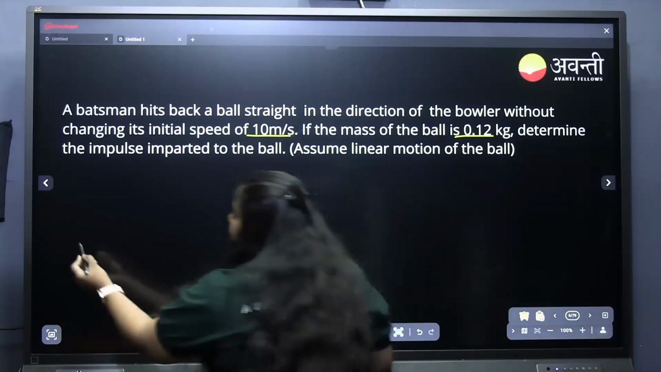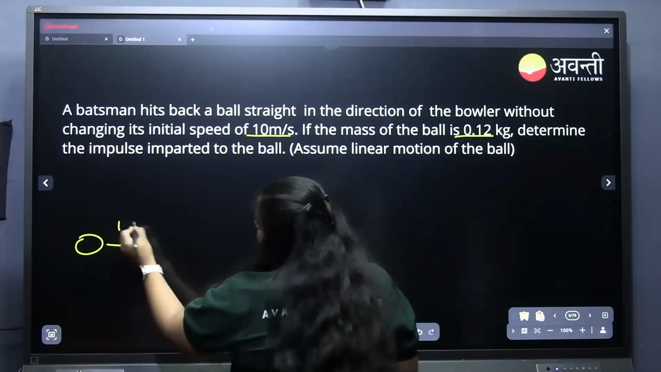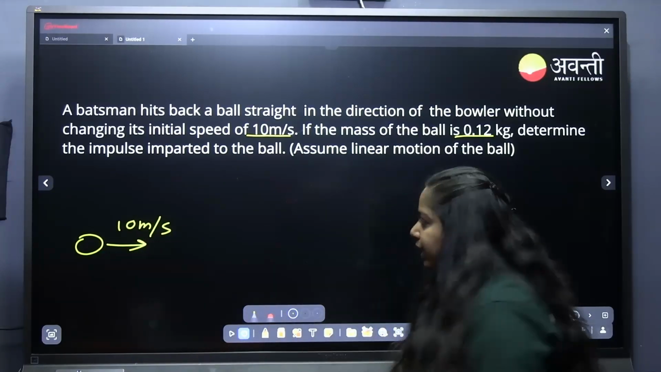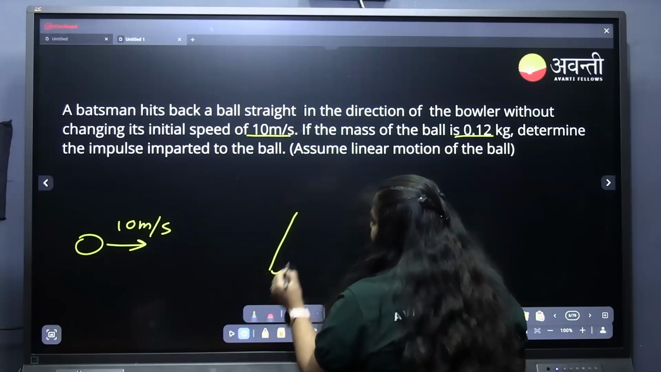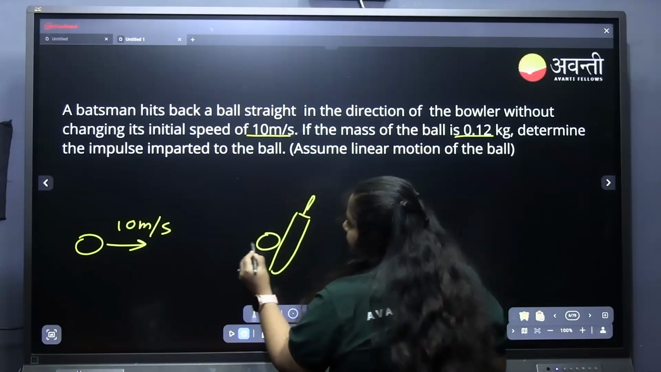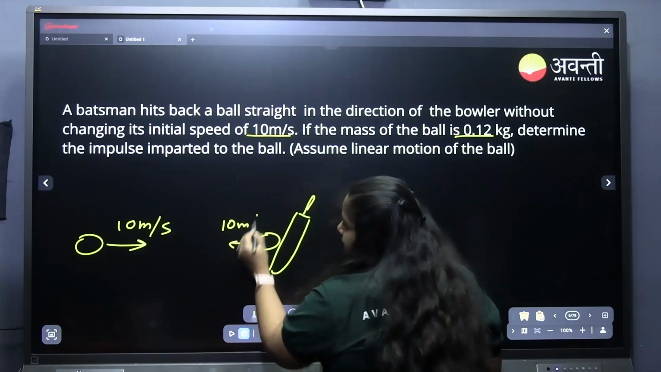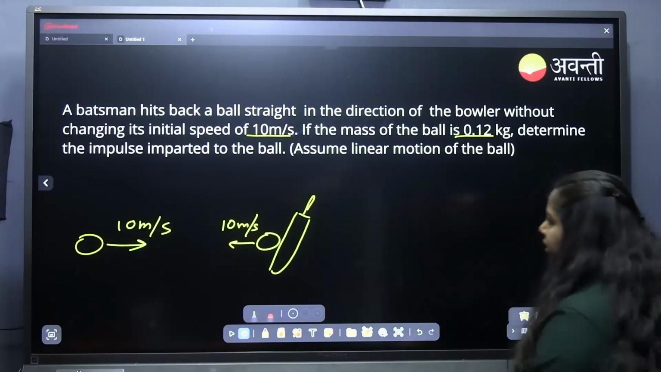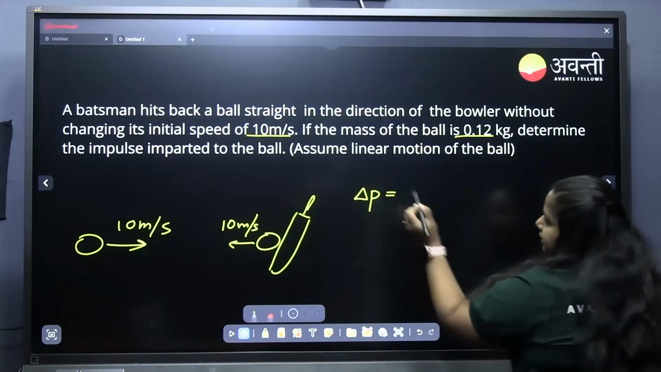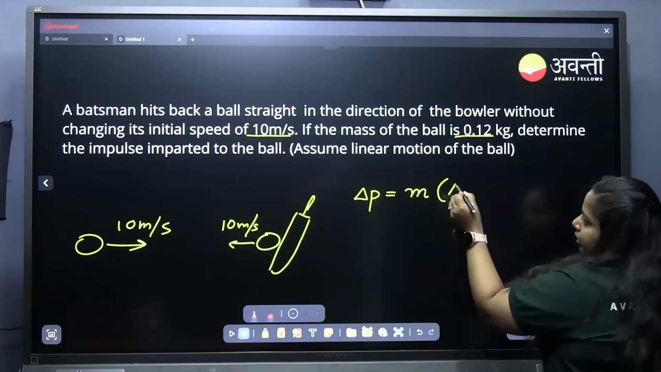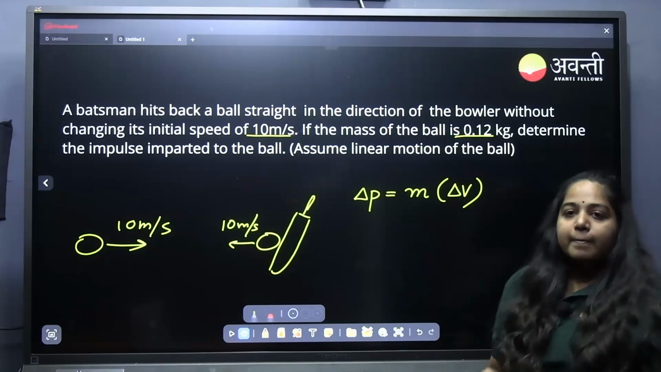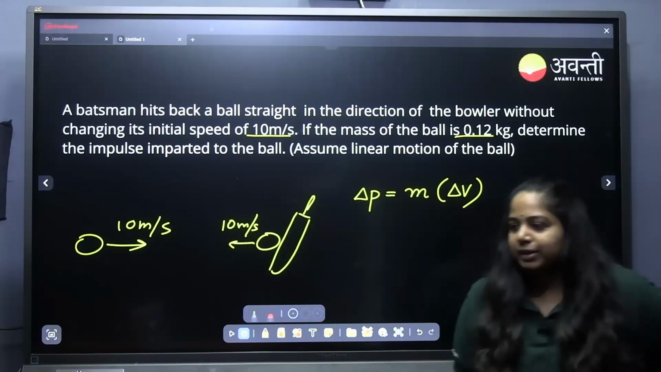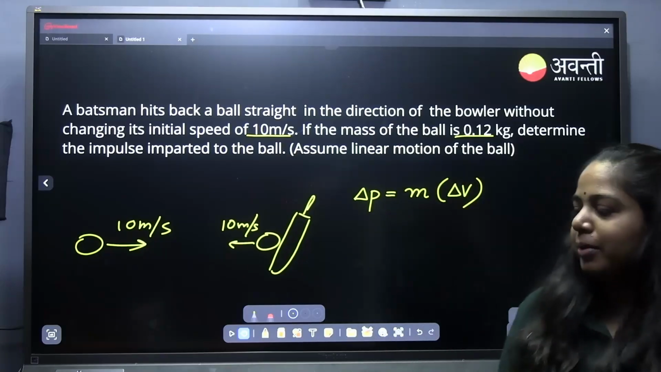So let's see. The ball is coming in this direction with 10 meter per second. Without changing the speed, the batsman hits. So after hitting the bat, the ball is going back in the opposite direction with 10 meter per second. You have to find just the momentum change here. So change in momentum is equal to m into delta v, right? Because mass is not changing, only velocity is changing. Is velocity changing? Can somebody say? Somebody already answered. Very good.